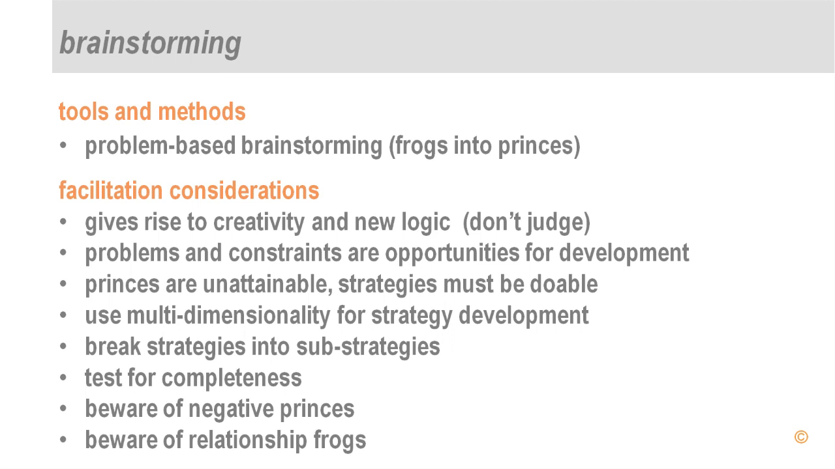Similarly, we warned about relationship frogs. If we have a problem between the staff and the boss, or the wife and the husband, the ideal prince is not to have a new boss or to have a new husband, but first of all, to change the interaction between the two parties.